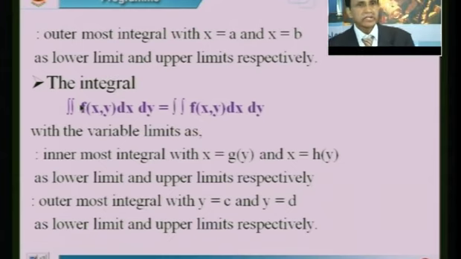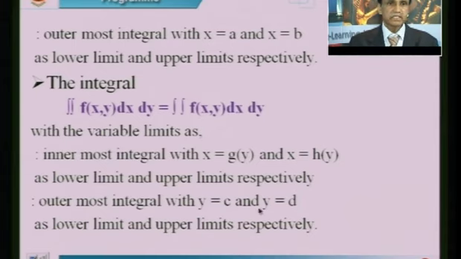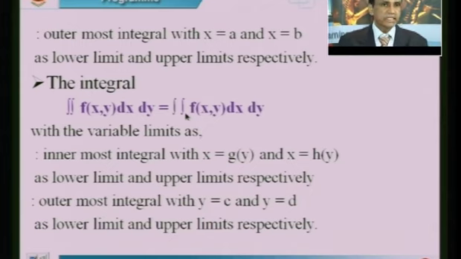Similarly, you will see another type of discussion in the double integral. This same double integral will be taken on the right side with the other type of limits.